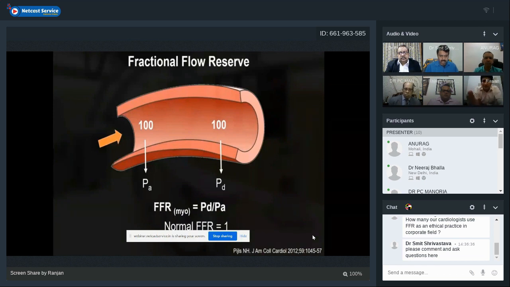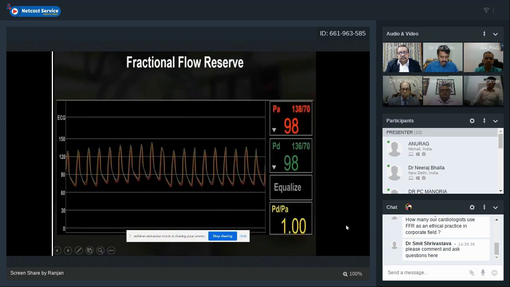Now, fractional flow reserve I already discussed. It's the distal pressure divided by proximal pressure, and this is how it looks on the monitor. What I was trying to highlight is that it's prone to lots of errors, and Dr. Smith already mentioned this. It's not about the number. What we tend to do is look at that Pd/Pa or that number.